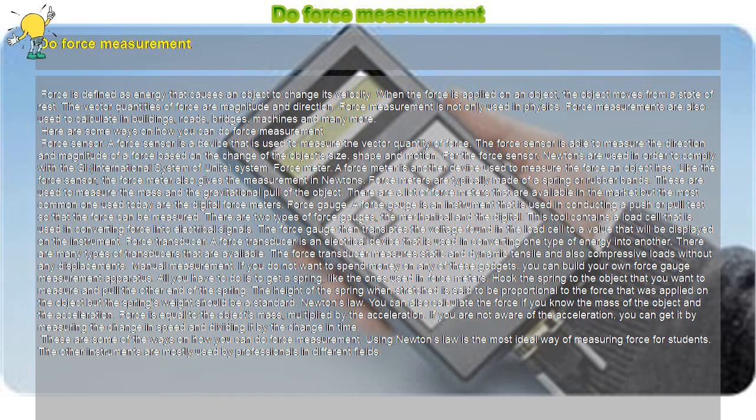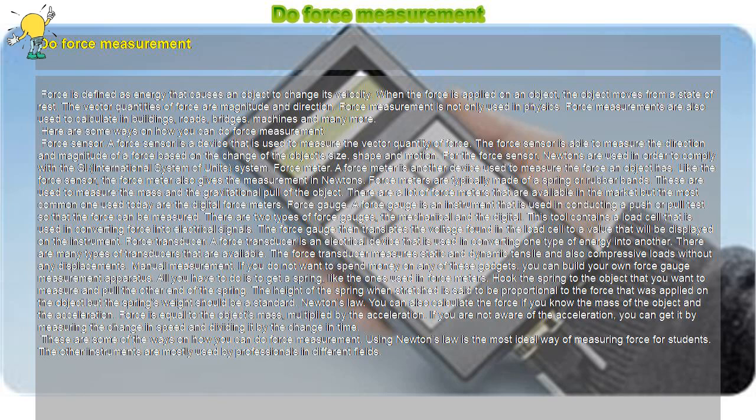Force meter. A force meter is another device used to measure the force an object has. Like the force sensor, the force meter also gives the measurement in newtons. Force meters are typically made of a spring or rubber bands. These are used to measure the mass and the gravitational pull of the object. There are a lot of force meters that are available in the market, but the most common one used today are the digital force meters.